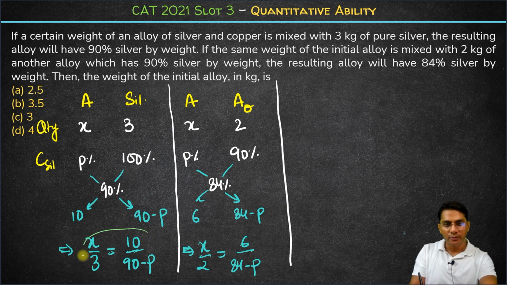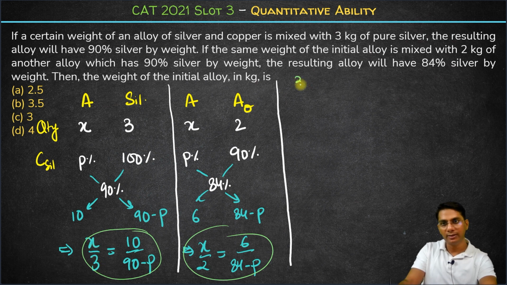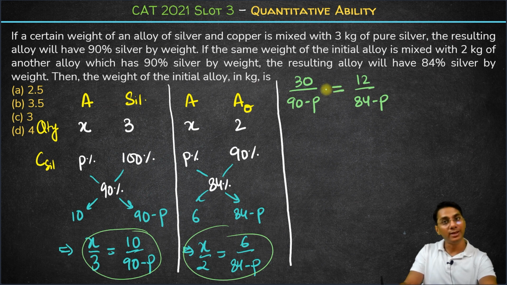Now you have these two equations. In both the equations, let's equate the value of x. The value of x here will be 30 upon 90 minus P, and the value of x from here will be 12 upon 84 minus P, and both of these should be equal, right? Because both of them are equal to x. So this goes by 6 two times, this goes by 6 five times. So we have 5 into 84 minus P.